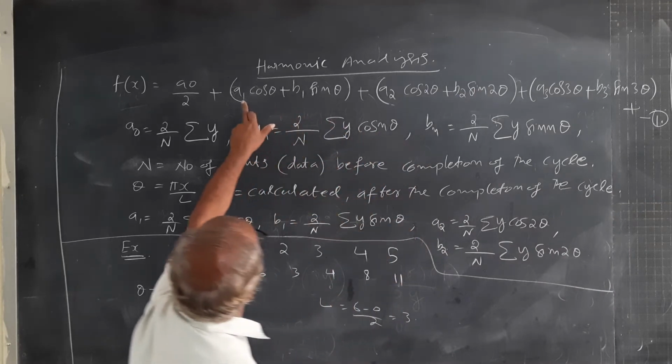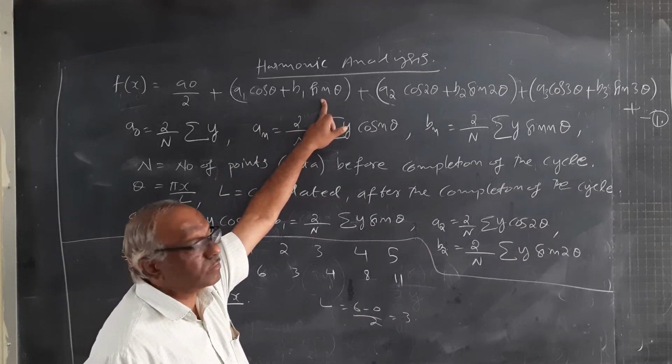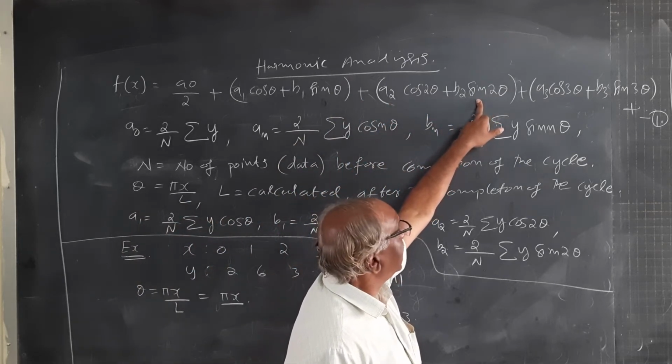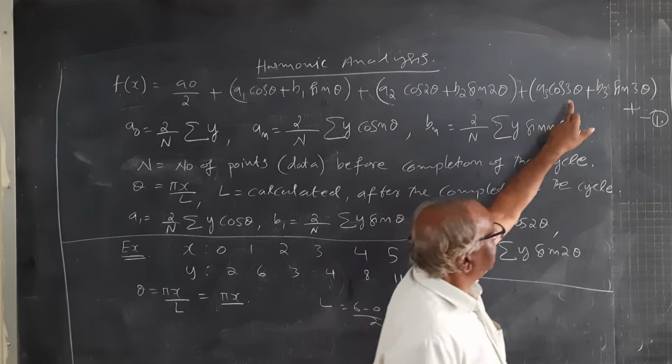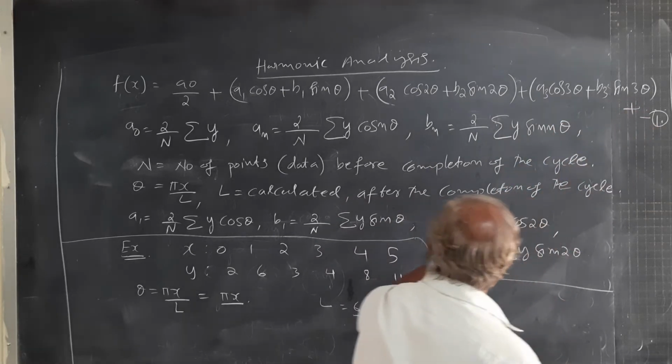Now here, a1 cos theta plus b1 sin theta is called the first harmonic. a2 cos 2 theta plus b2 sin 2 theta is called the second harmonic. a3 cos 3 theta plus b3 sin 3 theta is called the third harmonic.